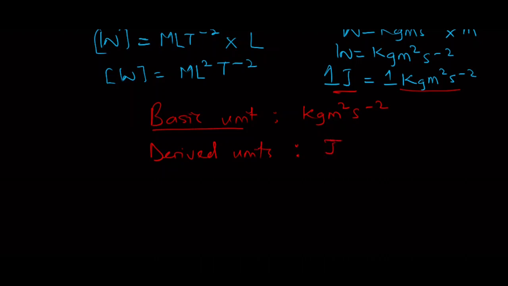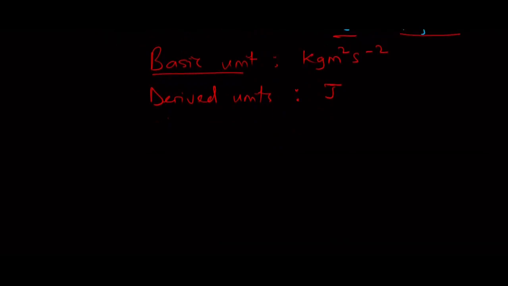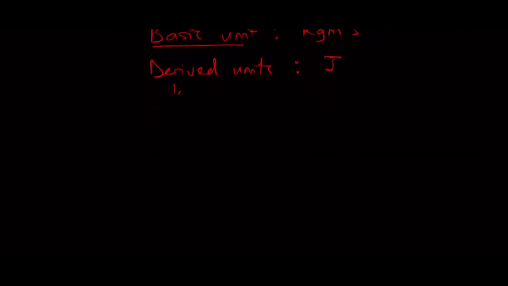You can as well work out another derived unit for work by considering another equation. Work is force times distance, and we are going to have the unit for force. The derived unit for force is Newton, then the unit for distance is meter, and that will give us Newton meter. So work has two derived units. The first one is joule, and the second one is Newton meter.